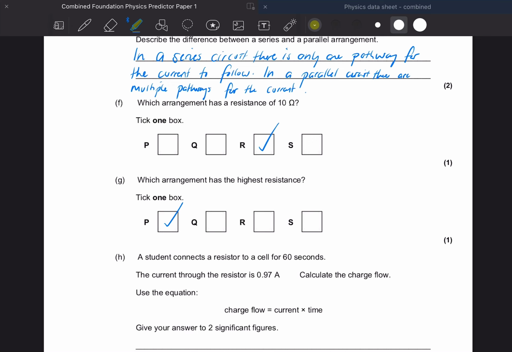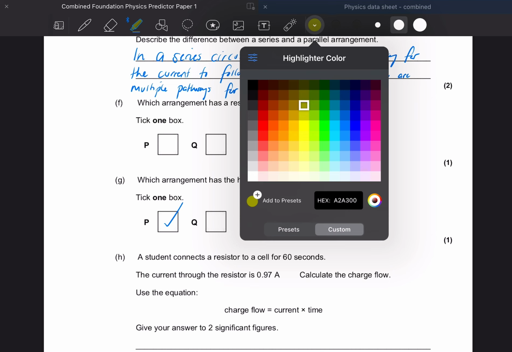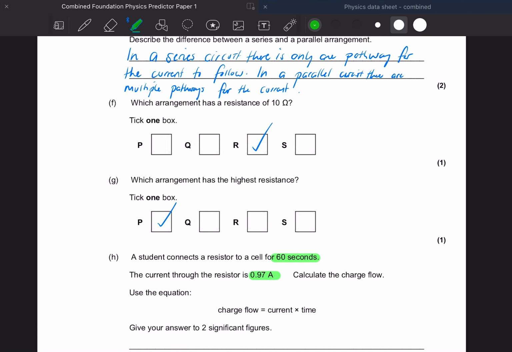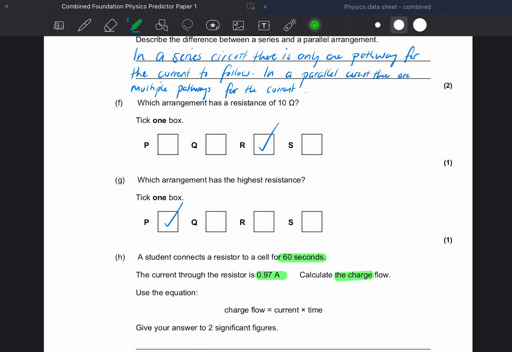The current through the resistor is 0.97 amps. Calculate the charge flow. So I like to get a highlighter when we're doing any of these type of questions and just highlight some values. So anything where I see a number with a unit, I'm going to highlight, and I'm also going to highlight what it's asking me to find, which is the charge.